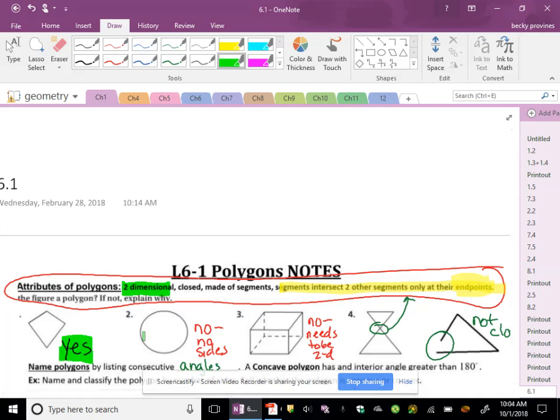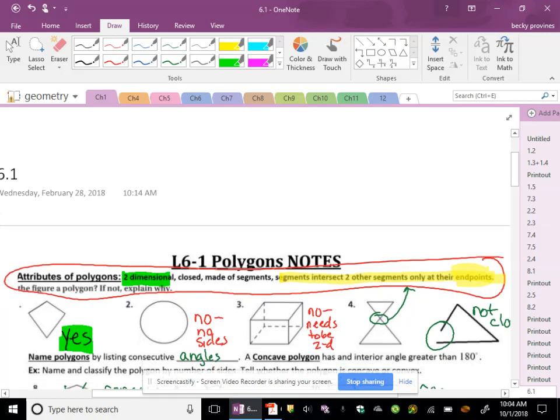Now, the second one usually fools people because they say it's flat, it's closed, but does it have segments? It doesn't. It's a circle or oval. So the answer is no, it has no segments, has no sides. Now, the third one, again, is a tricky one because usually people go through the list. It's closed, it's made of segments, but the very first thing, is it two-dimensional? No, it needs to be two-dimensional.